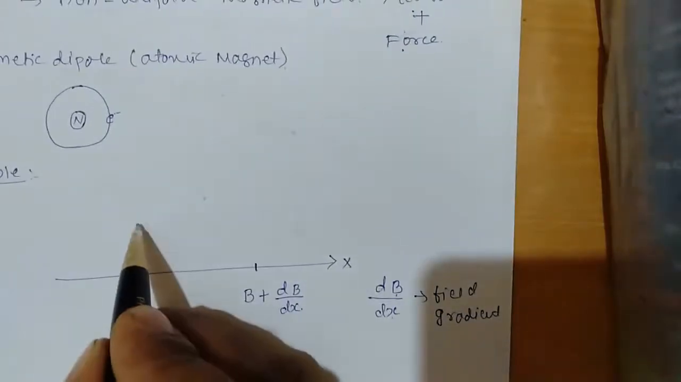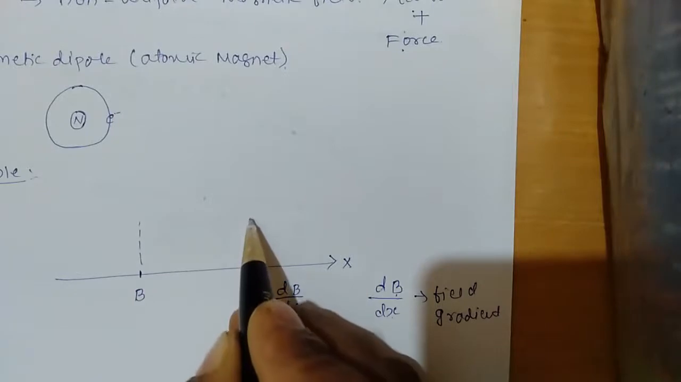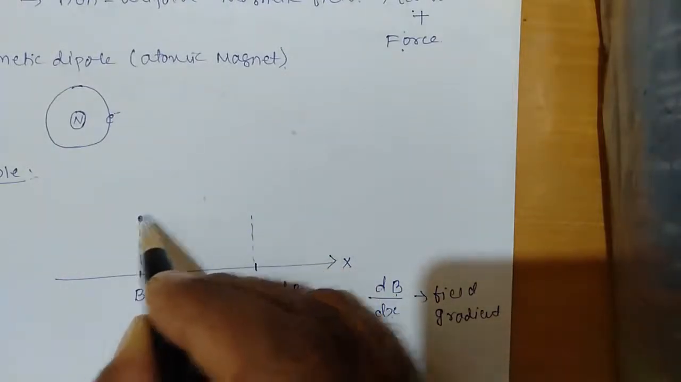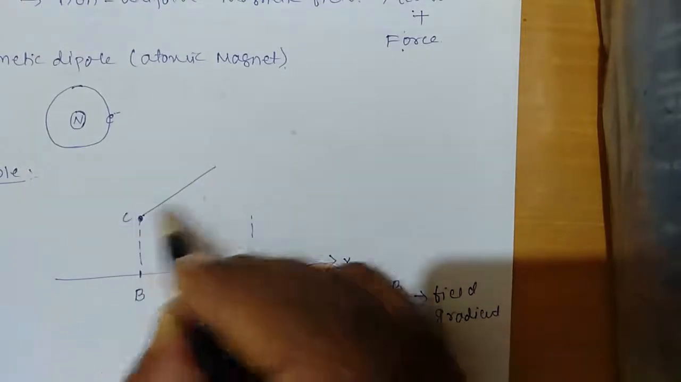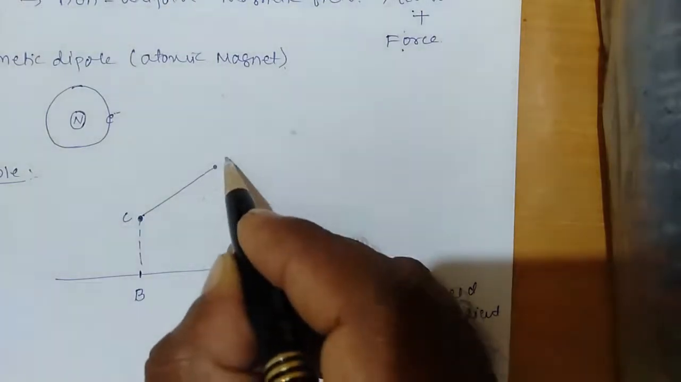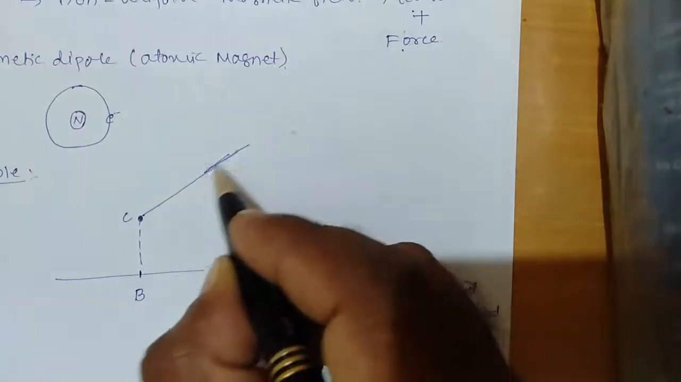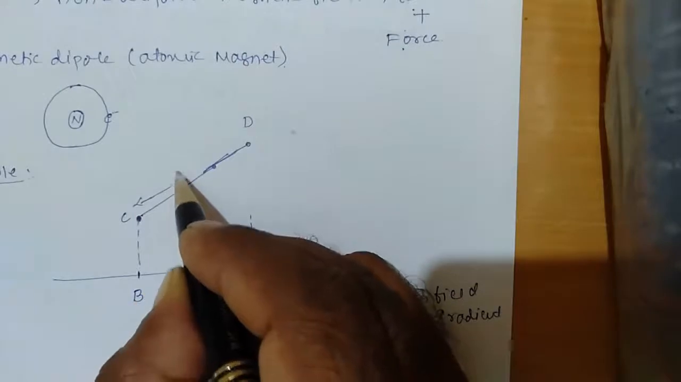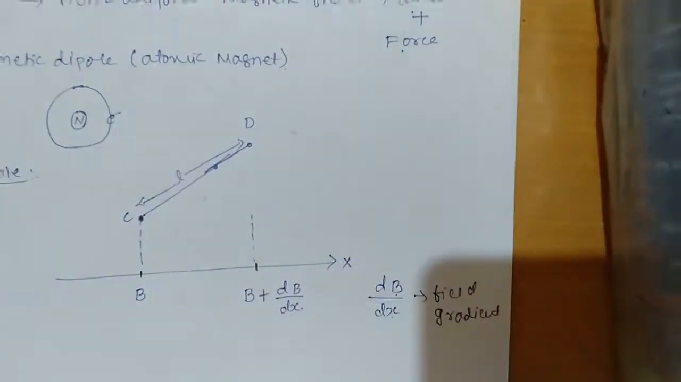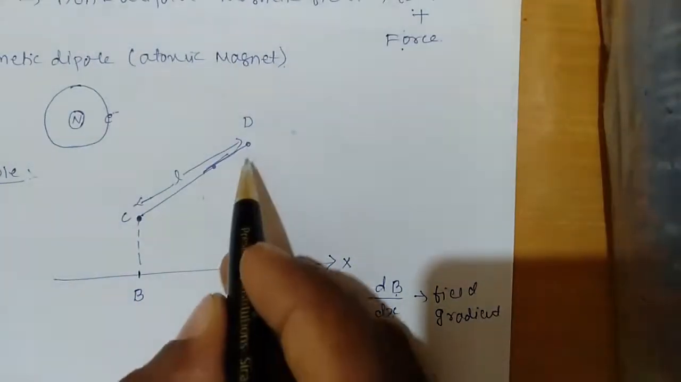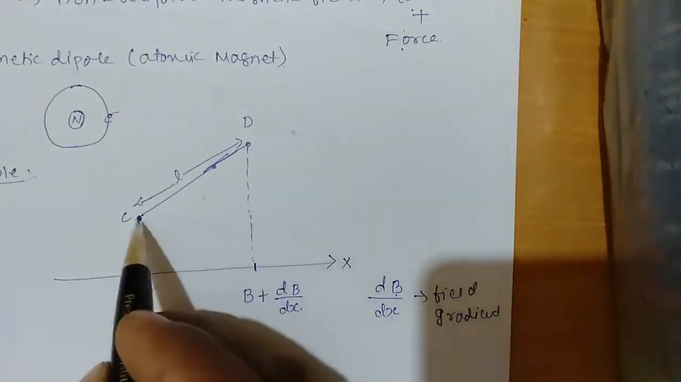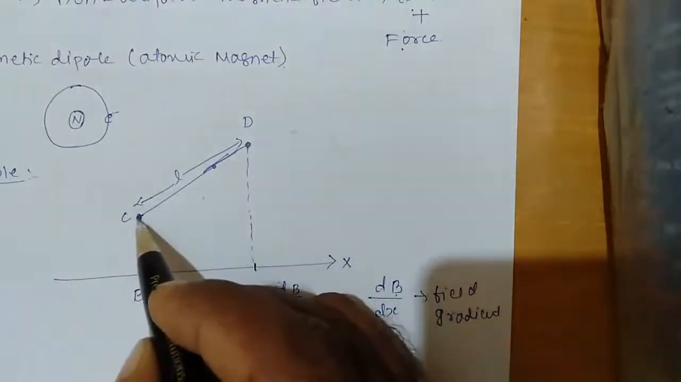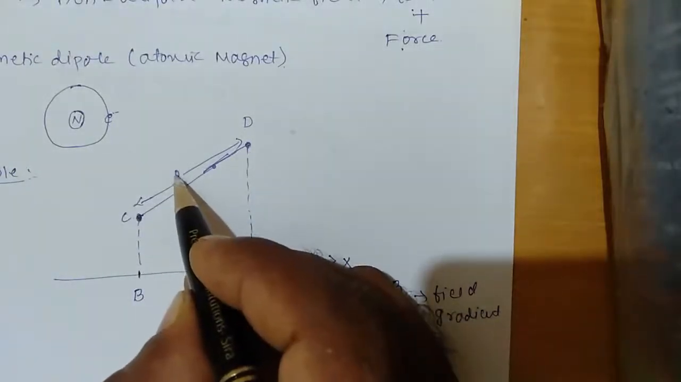Now let us consider a magnetic dipole, that is, an atomic magnet. Let us consider that CD is the atomic magnet. Let us extend this up to this particular point D, where L is the length of the dipole. At this particular point, this is one pole and this is the other pole, and L is the length of the dipole.